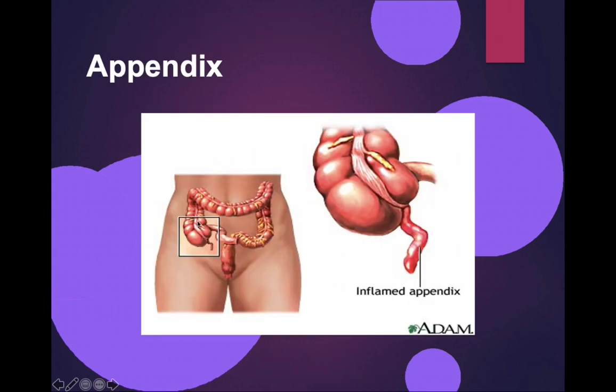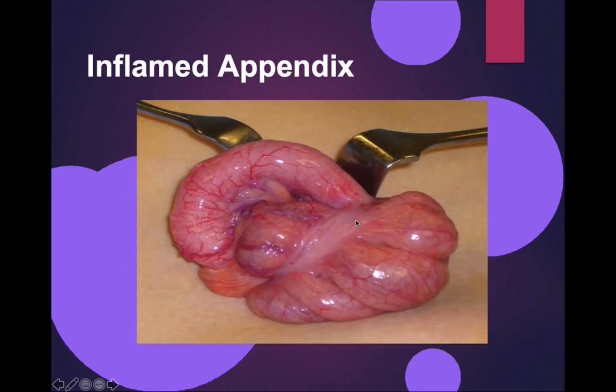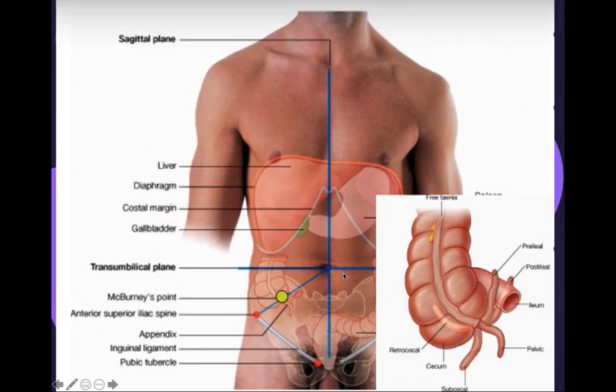Here's the cecum, and here is the vermiform appendix. Here it's inflamed. That's what an inflamed appendix looks like. And for the location of it, you find the umbilicus, or the belly button, and then you go on a diagonal to the anterior superior iliac spine, and you go about the midway point.